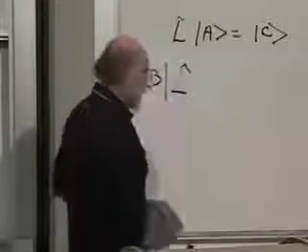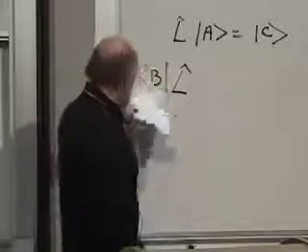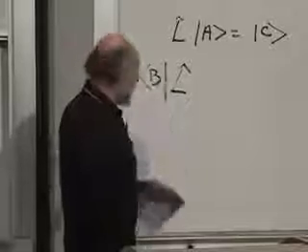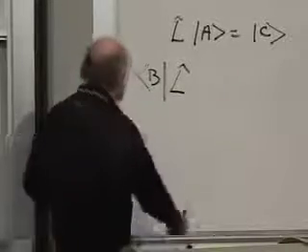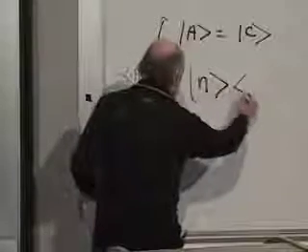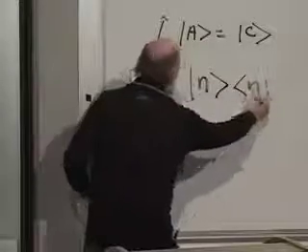So L acts on B, and it gives us some new bra vector. That's the assumption. When L acts on B, it gives a new bra vector. How am I going to find that bra vector? Let's put in here a basis of vectors and sum over n.